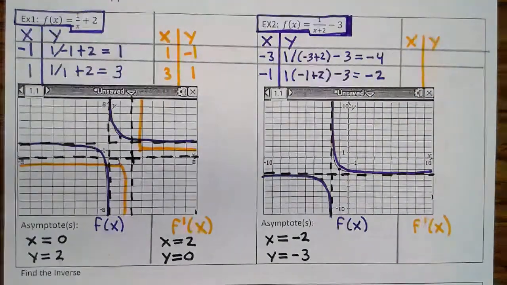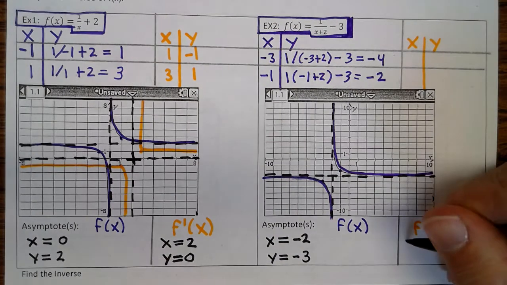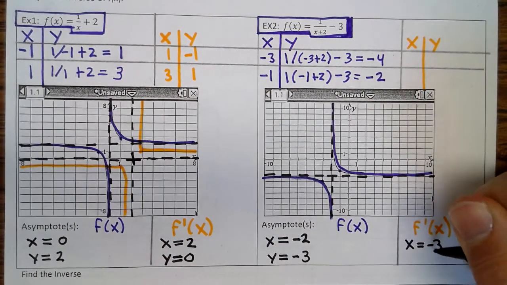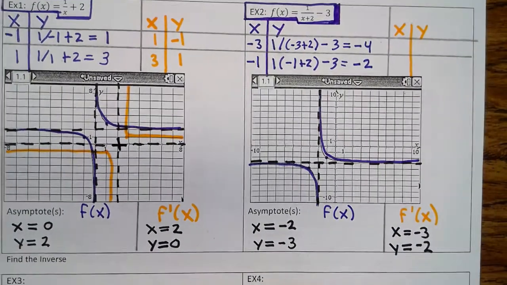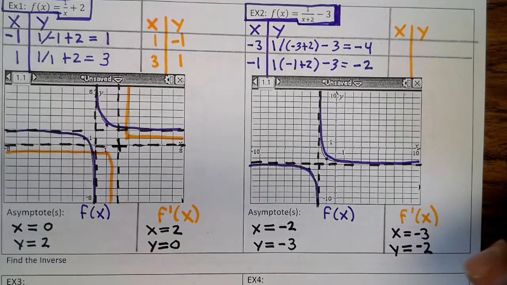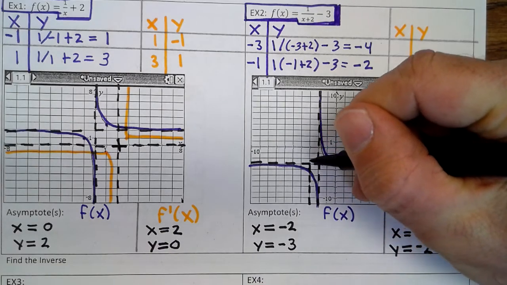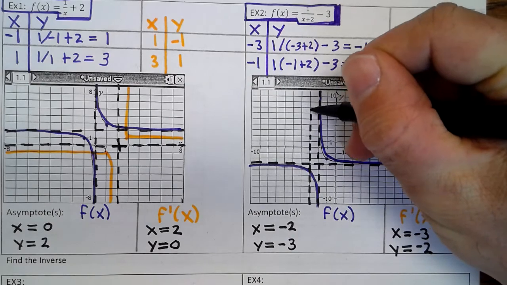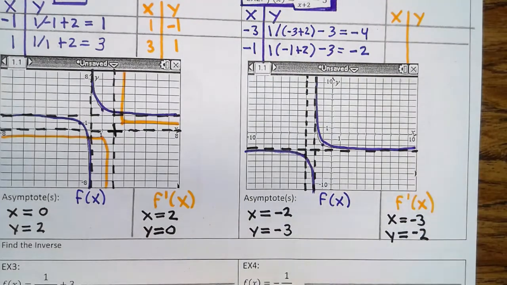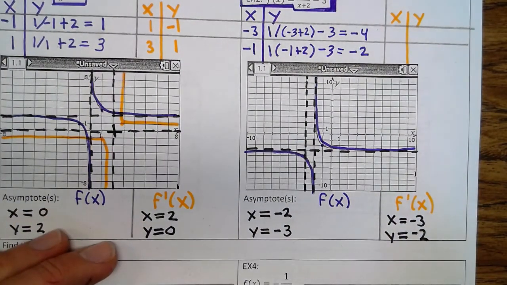All right, so for the inverse, we switch the asymptotes. So x equals -3 and y equals -2. Okay, so x equals -3, so -1, 2, 3. And y equals -2.